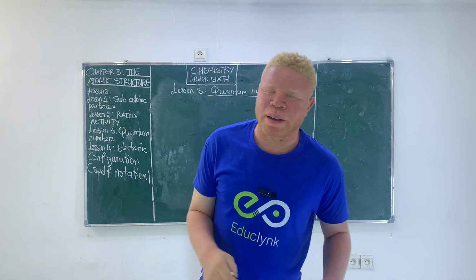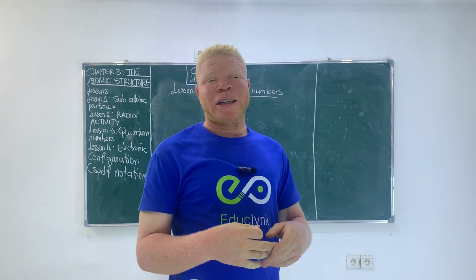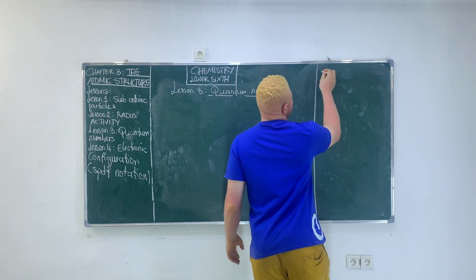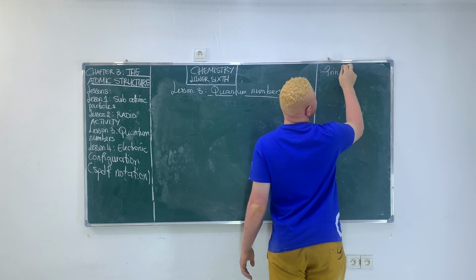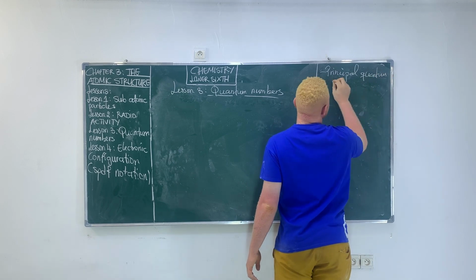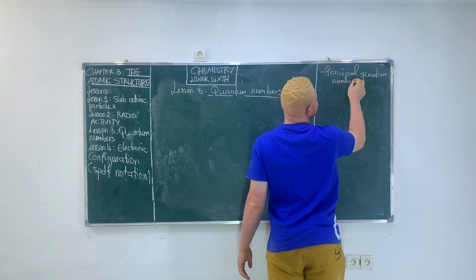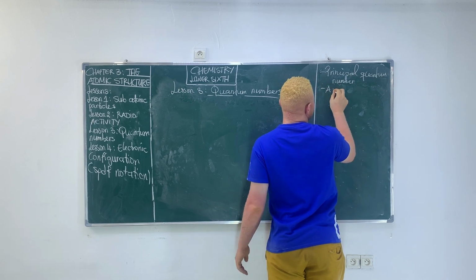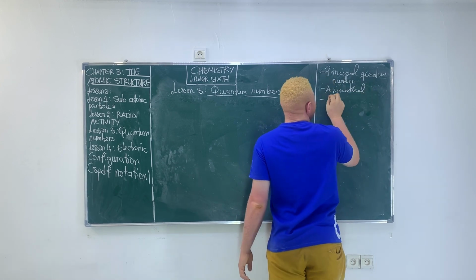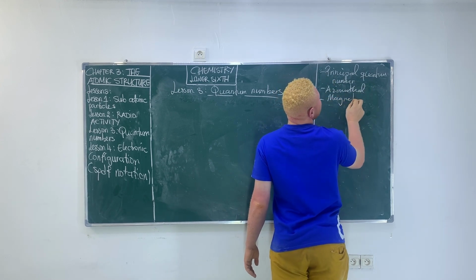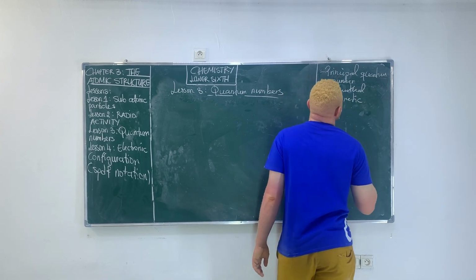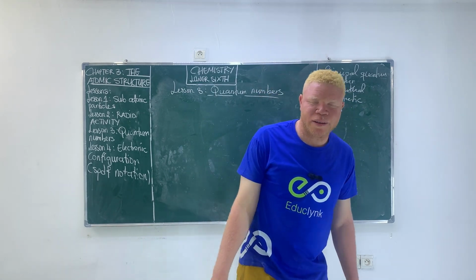There are 4 main quantum numbers. We have the principal quantum number, the azimuthal, the magnetic, and the spin. These are the 4 main quantum numbers we are going to see in these lessons.